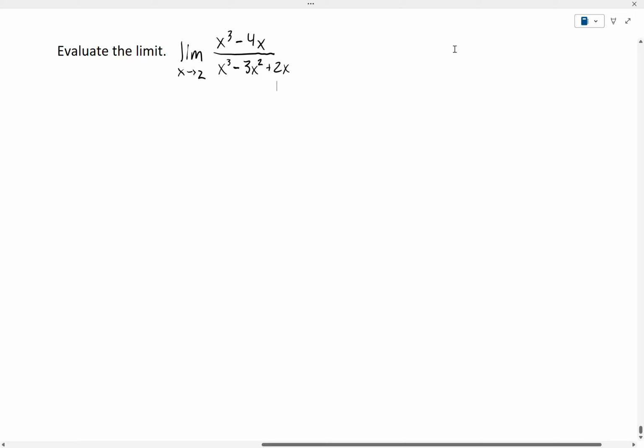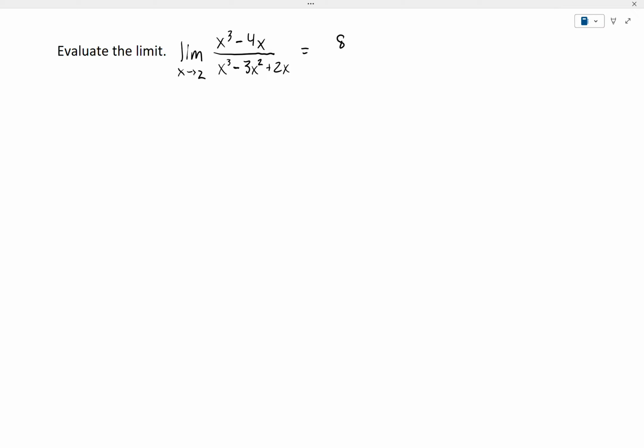In this video we're going to be doing another classic limit problem, so let's just jump right into it. Looking at the limit as x goes to 2 of the function x to the third minus 4x all over x to the third minus 3x squared plus 2x. So let's just try to plug in our value of 2 for every x and see what we get.